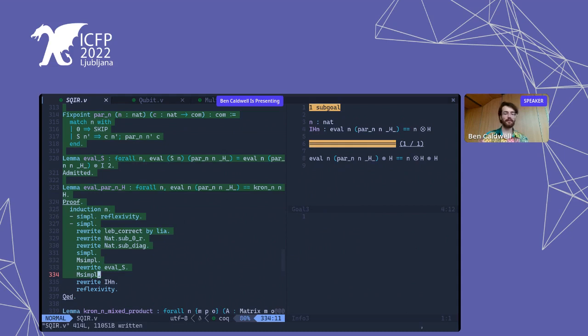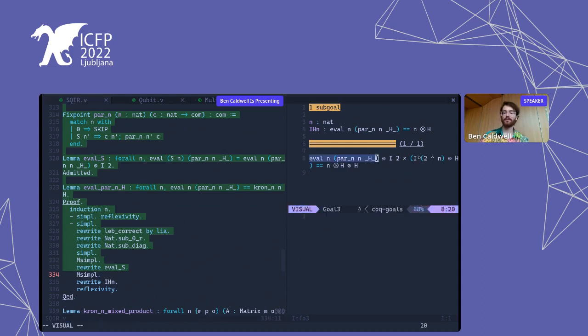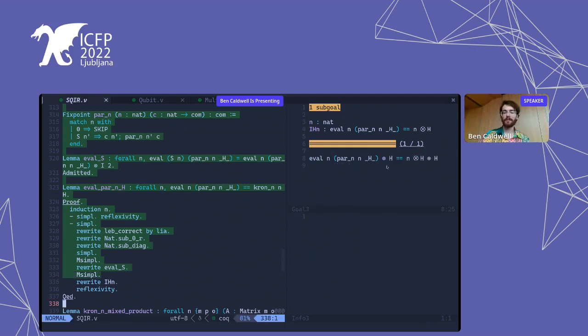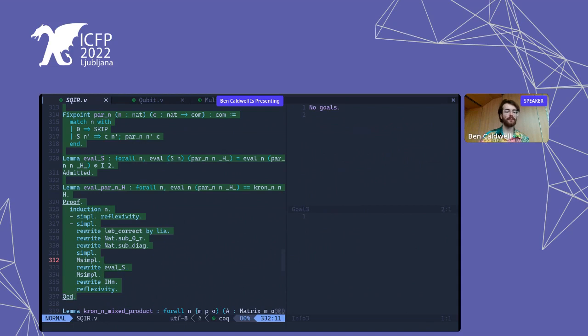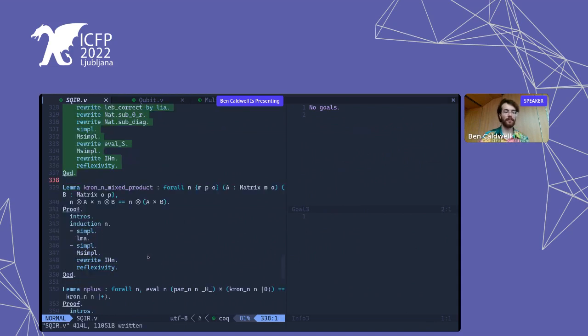We can do another m simple. And so this m simple is doing this distribution, right? This has the same dimension as this, and this is the same dimension as this. They're being multiplied together, so it'll just do those multiplications in their own parts of the Kronecker and combine it together. And now we can see, okay, well, we can rewrite our inductive hypothesis again, and now the two sides match by reflexivity. We have solved this circuit family property. Right, and so this is the Kronecker and mixed product is the thing that it was using.